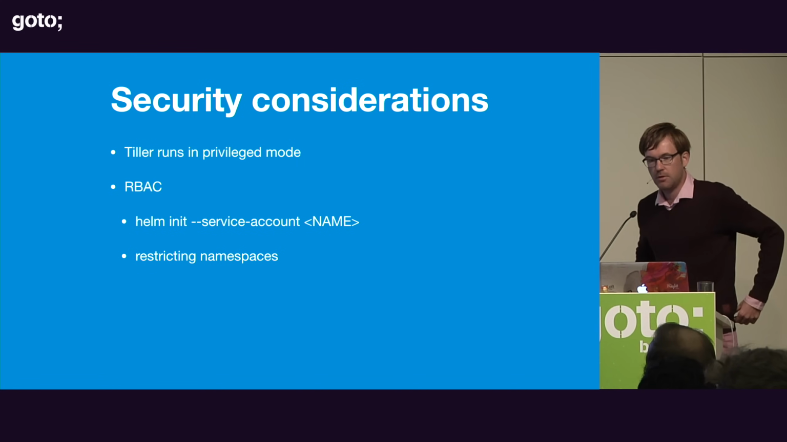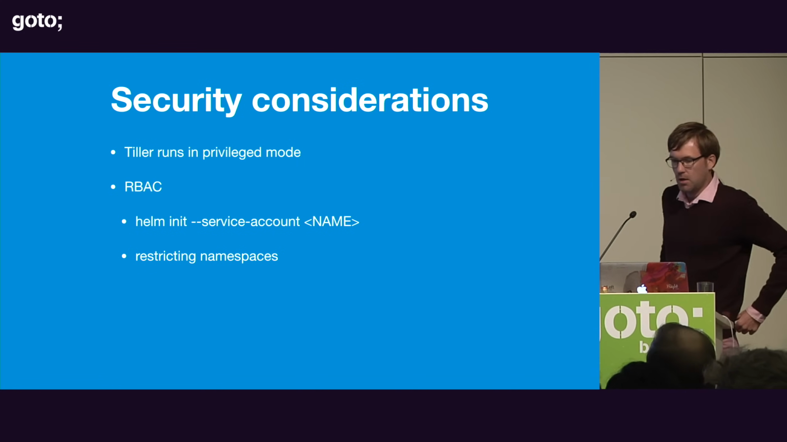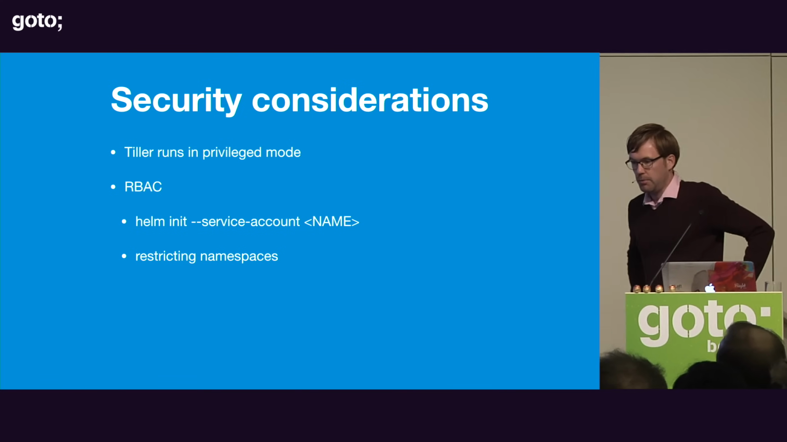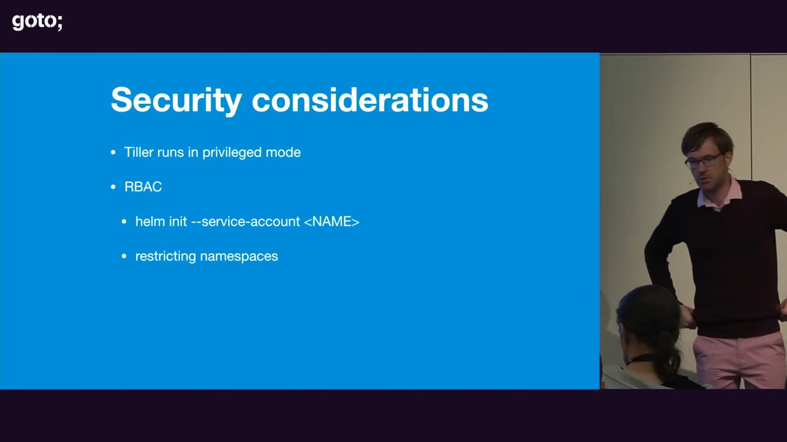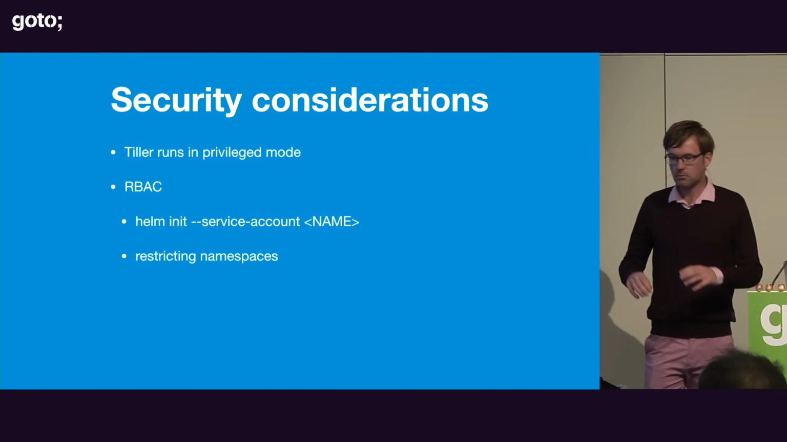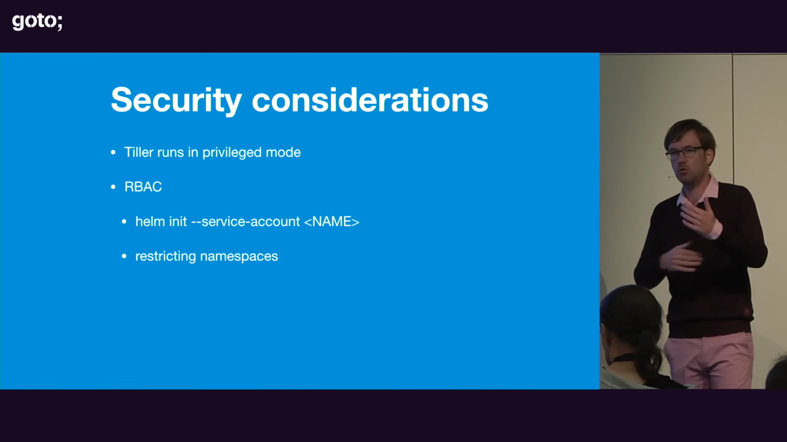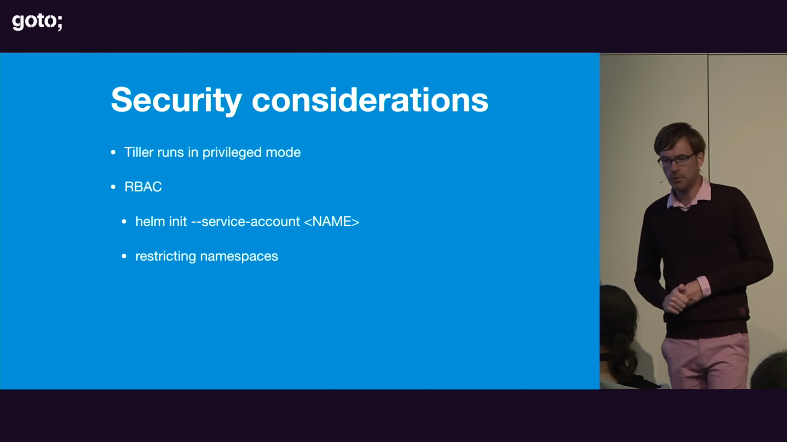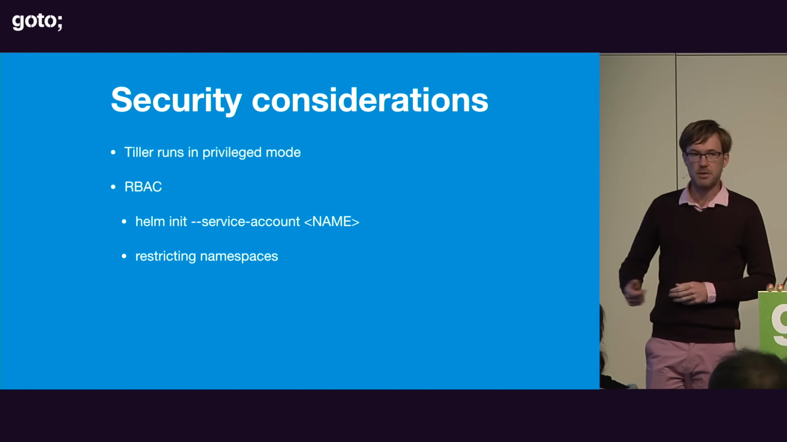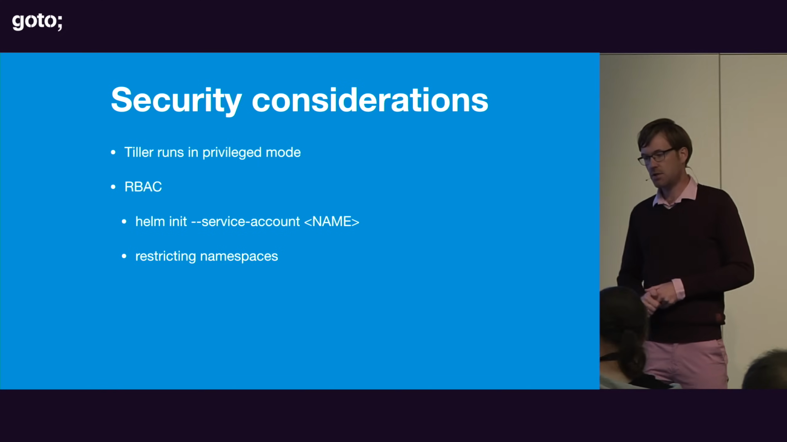I mentioned the Tiller warning. Tiller runs in privileged mode, so basically it can do a lot. It's allowed to access all the namespaces, basically. You can install and remove stuff. There's an integration with role-based access control. And basically that's how we run Helm.